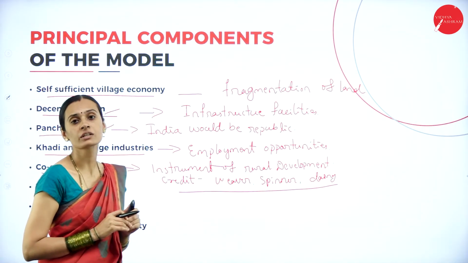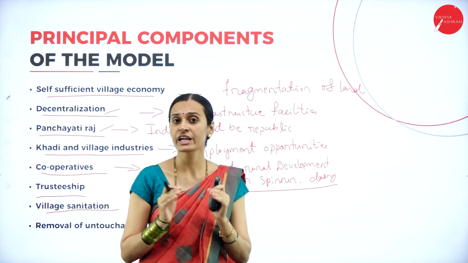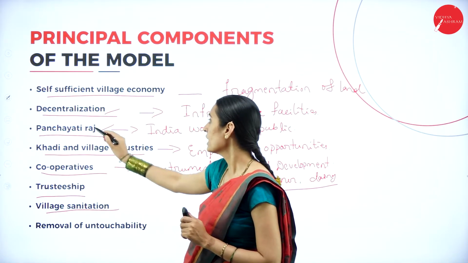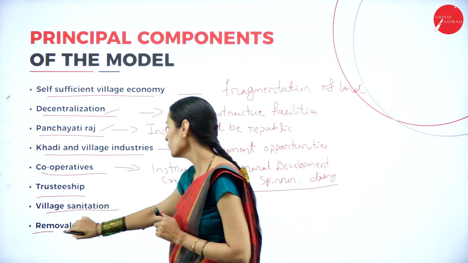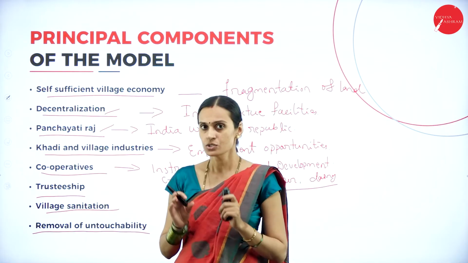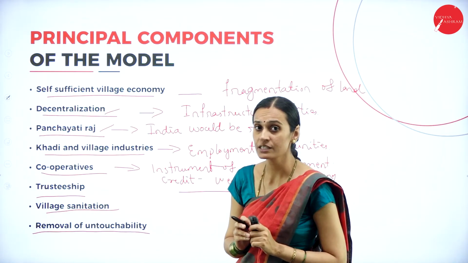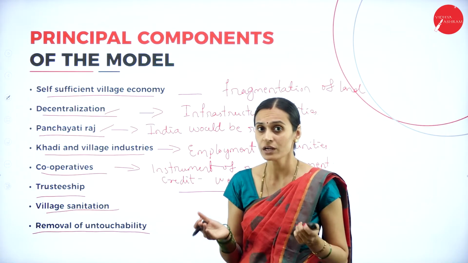Provision of clean drinking water and toilet facilities, and also a better drainage system. So these are all the functions which are carried out by the Panchayati Raj system. And the last one is the removal of untouchability. This is one of the important components of this principle: everyone would be equal in society. There are no untouchables.